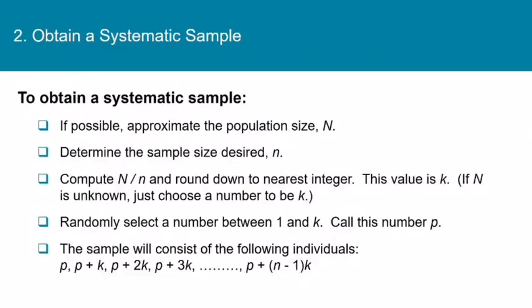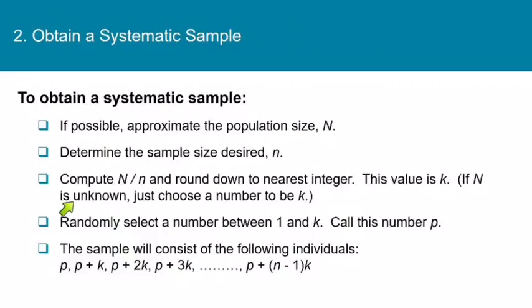Here is the method that's actually used for obtaining a systematic sample. If possible, start by approximating the population size, capital N, and then decide how big you want the sample to be, so that's little n. Now if you divide the population size by the sample size and round down to the nearest integer, that will be what we use for K. It's important that you round down. Notice that you're not rounding to the nearest integer, you're rounding down to the nearest integer. So even if K came out, say 21.8, I still would round down to 21.